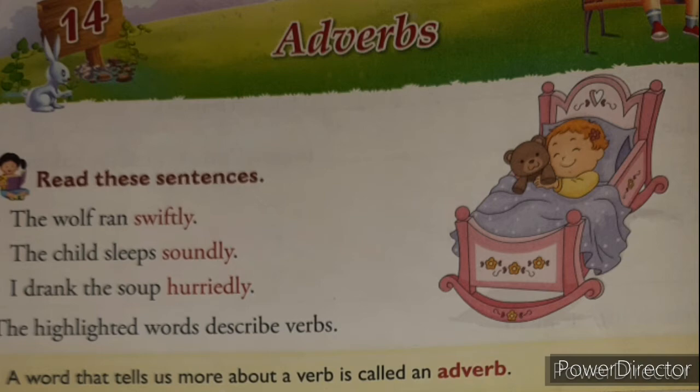Next, I drank the soup hurriedly. Here which is the verb? Drank. How he drank soup? Hurriedly. It's about drank. Drank is the verb. About drank, which word is telling more information? Hurriedly. So hurriedly is called here what? Adverb. The highlighted words in red color, that is swiftly, soundly, hurriedly, these words describe the verbs. So they are called adverbs.